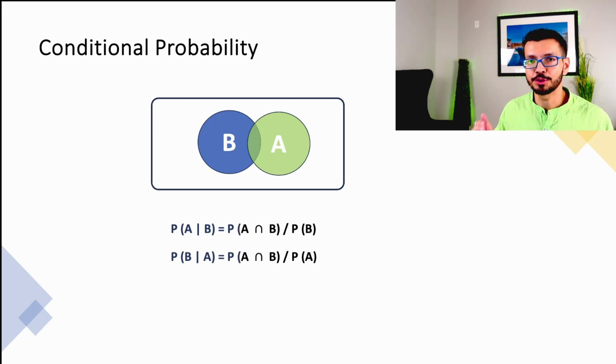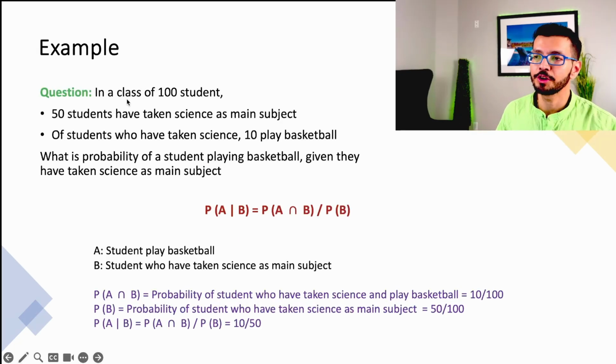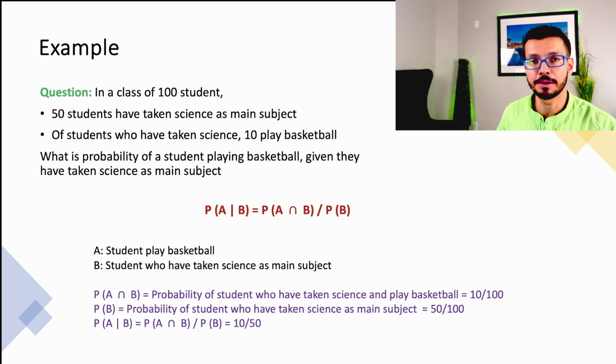You can go ahead and use this formula to solve any kind of question when it comes to conditional probability. With that, let's take a look at a very simple numerical example of how to calculate conditional probability. You could expect a question like this in your interviews. The question is, in a class of 100 students, 50 students have taken science as a main subject. Of the students who have taken science as the main subject, 10 play basketball. What is the probability of a student playing basketball given they have taken science as a main subject? We can use the same formula we just learned, which is probability of A given B equals probability of A intersection B divided by probability of B.